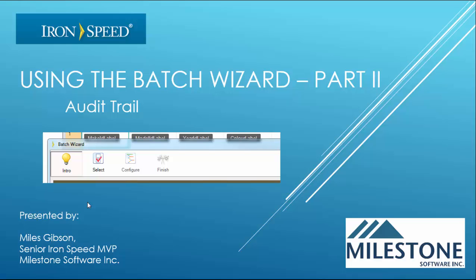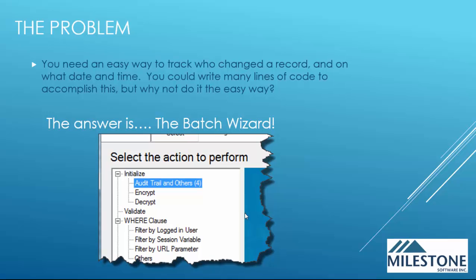Using the batch wizard in Iron Speed Designer Part 2, Audit Trail. The problem: you need an easy way to track which user changed a record and on what date and time. You sure could write many lines of code to accomplish this, but hey, why not do it the easy way? So the simple answer is using the batch wizard.